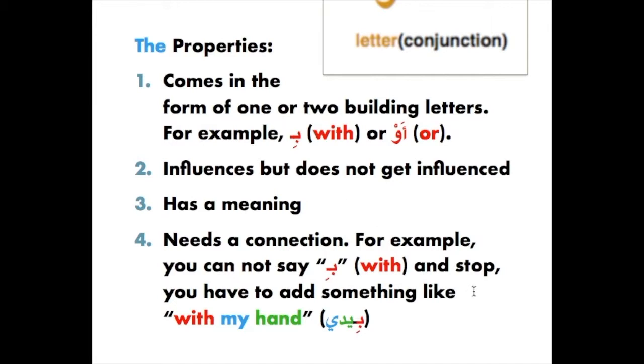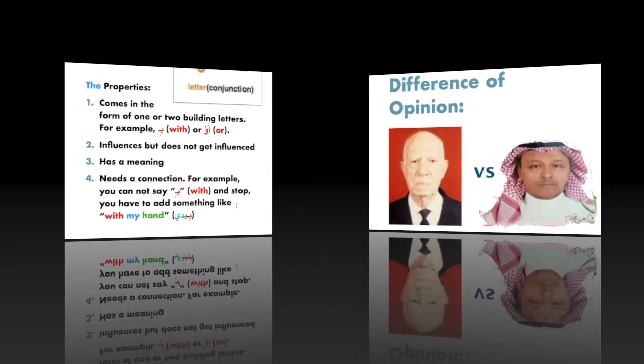The last one, it needs a connection. For example, you cannot say bi and stop. You have to add something. Like the example in English, you cannot say I came with and then stop. You're supposed to continue and say something, like I came with my friend, right? Like you have it in an example as biyadi, with my hand, as in the something that you add.